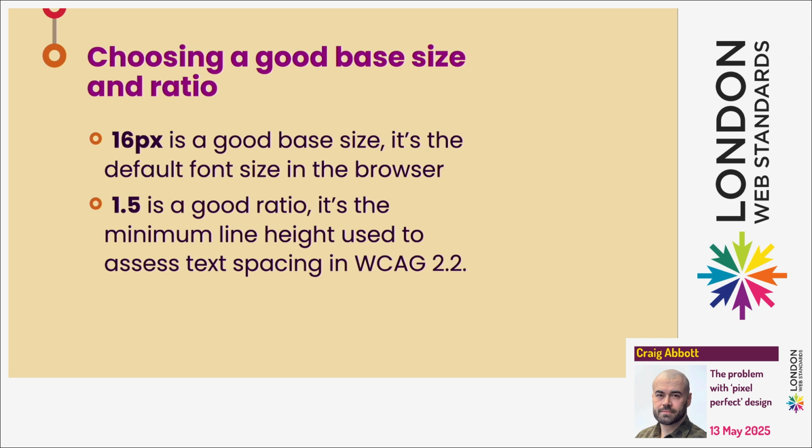When you're looking to choose a base size or a ratio, it can depend on the kind of style you're looking for. If you've got quite a plain website, you might have a bigger fundamental, or you might have a bigger ratio. If you've got a really content-dense one, you might want to choose something smaller. Ultimately it doesn't really matter what fundamental or ratio you choose, but it is normally better to pick one based on a little bit of logic. So 16 pixels can be a good fundamental because that's the default font size in the browser. And 1.5 can be a good ratio because that's the minimum line height used to assess text spacing in WCAG 2.2. So those could be two reasons why you pick those, but you could pick anything that you wanted.